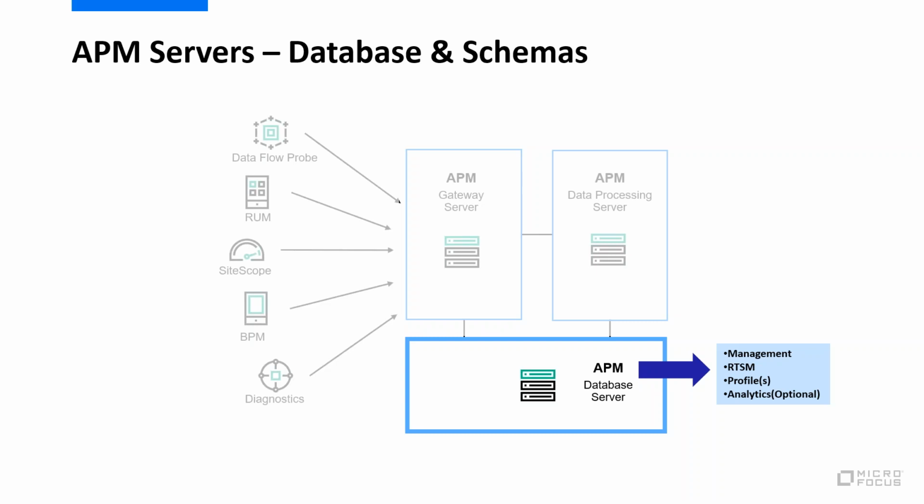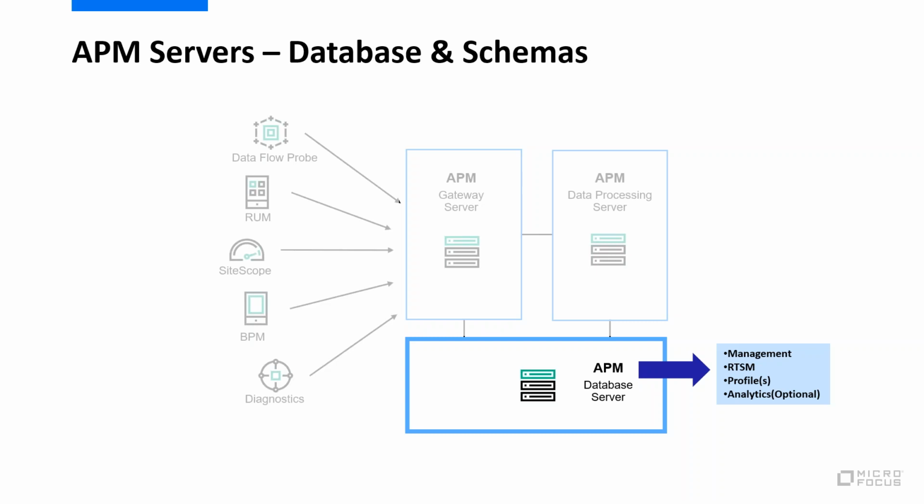And RTSM is used inbuilt to make the configurations visible in RTSM from the EUM side. EUM and SAM modules will be calling the RTSM to create CIs and their hierarchies. So we have APIs called from inside, either from the gateway or DPS servers. And the profile database is to store the data that is collected from all these data collectors, and the aggregated data also will be stored in the same profile database.